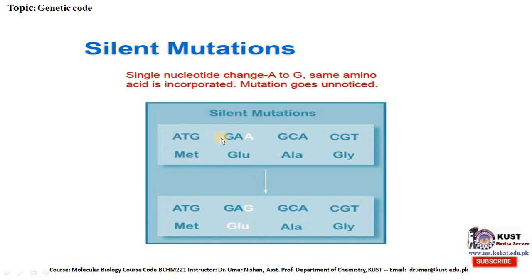So now in this situation you see ATG codes for methionine, GAA codes for glutamate, GCA for alanine, CGT codes for glycine. ATG codes for methionine. In this case, you see GAG, this is a mutation, but still it codes for the same amino acid. In the case of GCA, this is the codon for alanine, and for glycine as well. So in this situation, this is a silent mutation; although there is a mutation, it goes unnoticed.